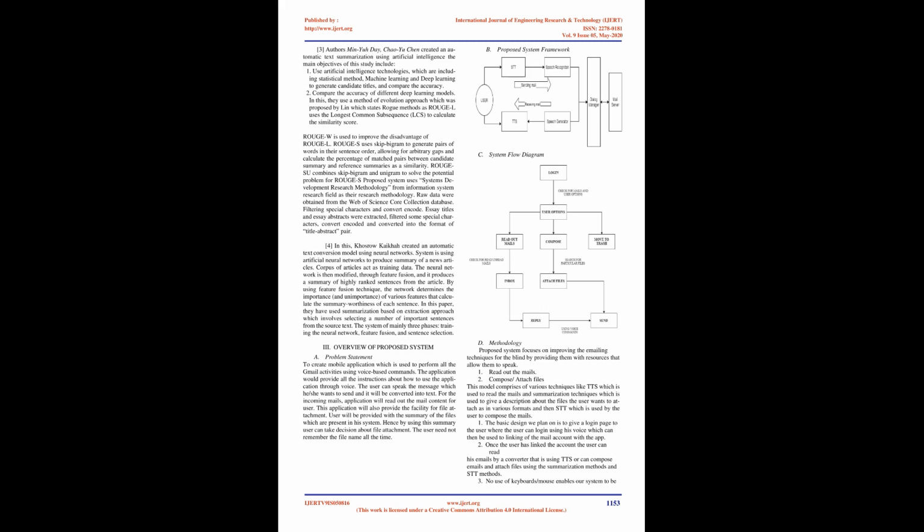The proposed system uses systems development research methodology from the information system research field as their research methodology. Raw data were obtained from the Web of Science Core Collection Database. Filtering special characters and convert encode. Essay titles and essay abstracts were extracted, some special characters were filtered, encoding was converted, and the data was converted into the format of title abstract pair.